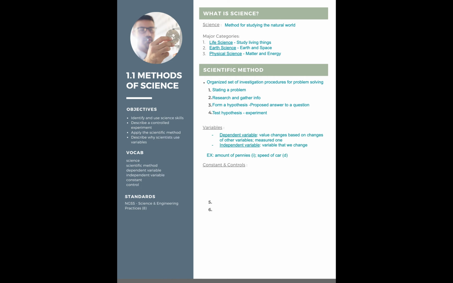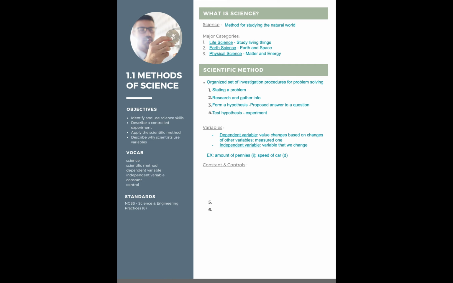Okay, so there's two different types. We have the dependent variable. This is the value that's actually going to change based on the other variable, the independent variable. Okay, so this is the one that we're actually going to measure, whether that's like the height, the speed, different things. We'll kind of go through examples here in a bit.